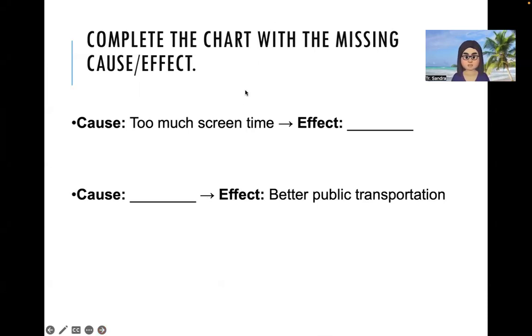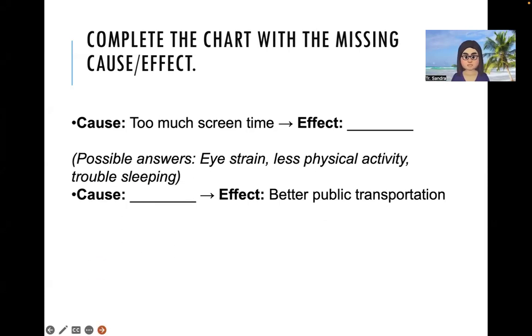Okay. Only one cause: too much screen time. These are the sample answers. So you will have eye strain, headache, less physical activity, and trouble sleeping, and what else? What are the other effects? I think we might gain weight. Of course, we might gain weight because we don't do physical exercise.